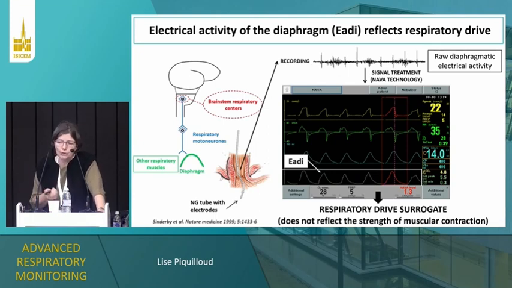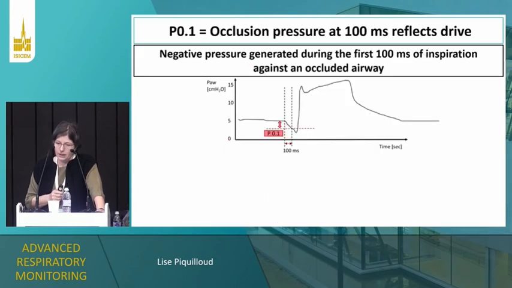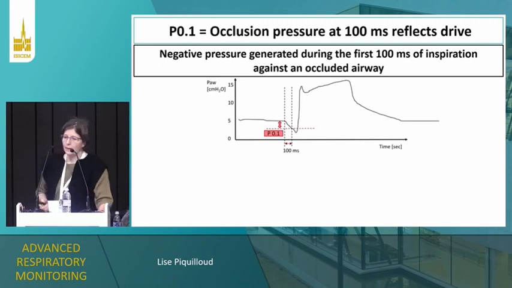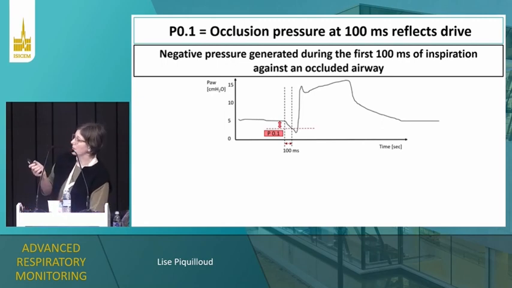You can also record this with surface electrodes, and there are some works ongoing to assess the reliability of those surface electrodes. It's not bad, and maybe it's one of the things we are going to see in the future. But what we already have is P0.1 measurement. What is P0.1 measurement?